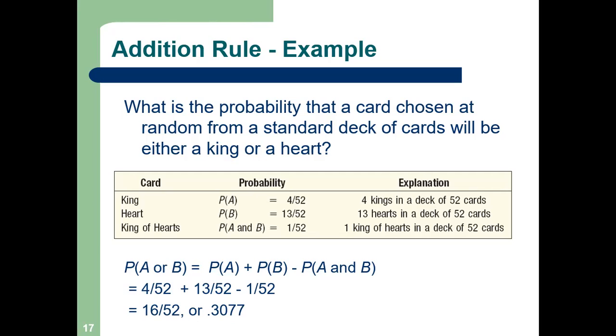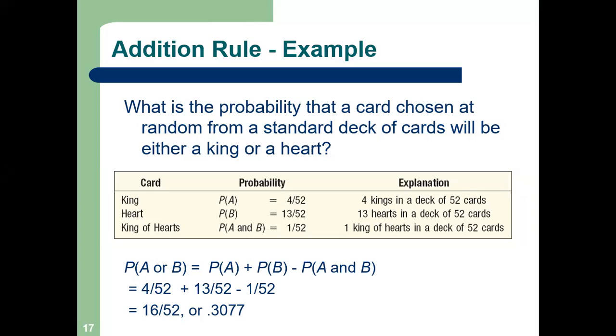So the other event is heart. So there are how many cards in that deck? There are 13 cards of heart in that deck of 52 cards. So 13 is the favorable outcomes divided by the total number of outcomes, that is 52.